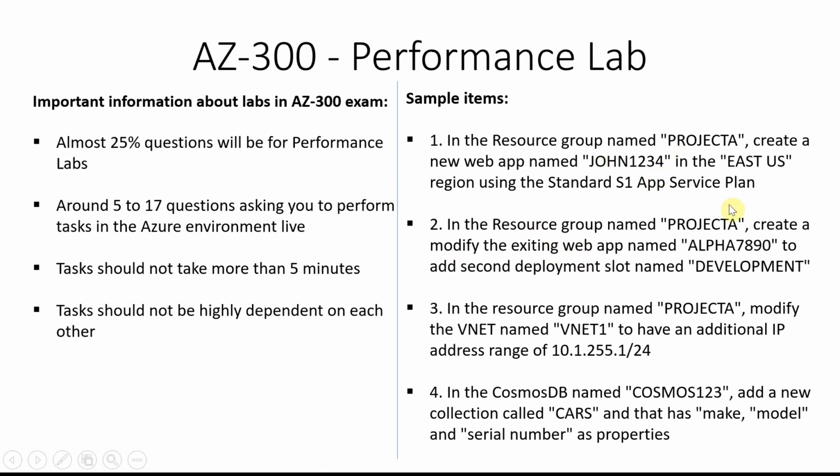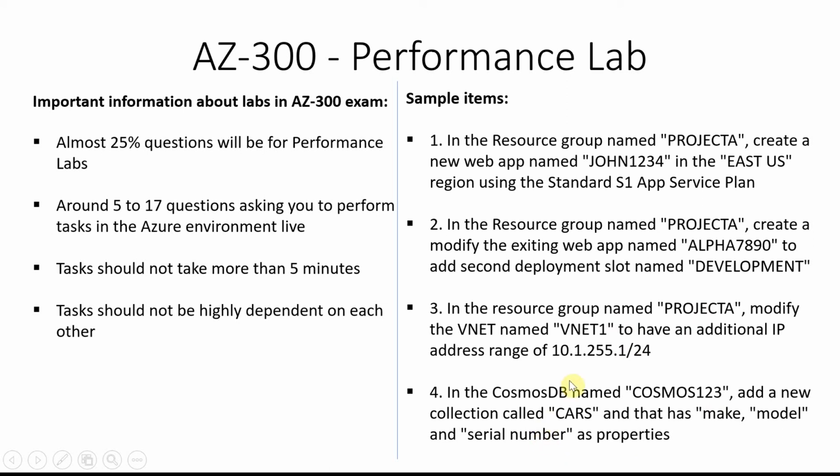Another example: in a resource group named Project A, create and modify the existing web app to add a second deployment slot. You don't need to worry about this, but I'm just giving an example of how the task will look. This one is more on the networking side. They're asking you to create and modify the VNet from VNet to VNet 1, and also to add an additional IP to that VNet. So they're asking you to do it live on the console.